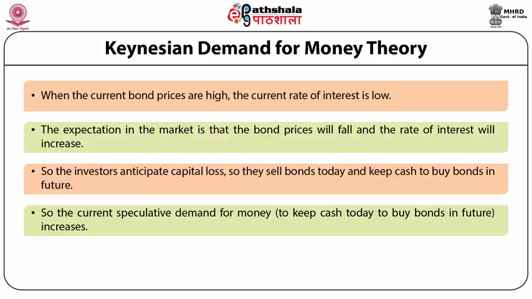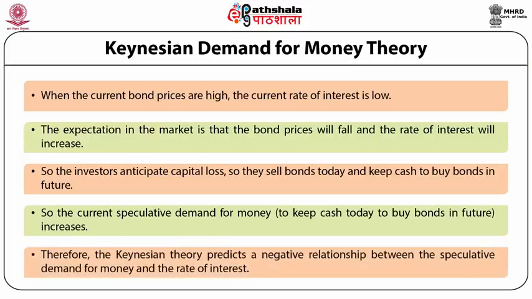When the current bond prices are low, the current rate of interest is high. The expectation is that the bond prices will increase and the rate of interest will fall in future. Since the investors anticipate capital gains in future, they buy bonds today, and so their demand for money for speculative purpose to keep cash today will decrease today. Therefore, the Keynesian theory predicts a negative relationship between the speculative demand for money and the rate of interest.